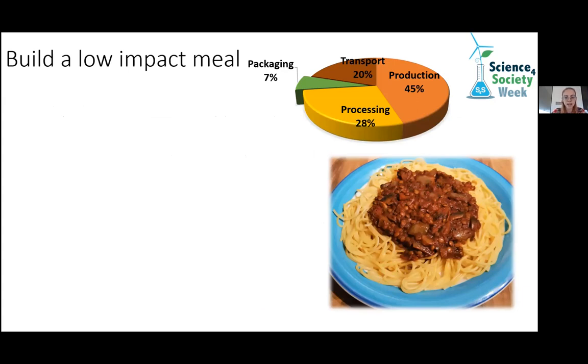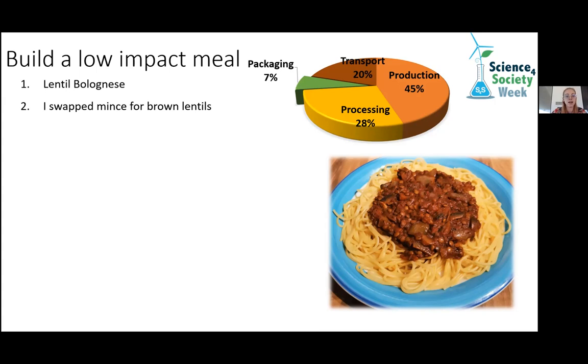So this was my spaghetti bolognese that I've just made, and we have our pie chart up at the top. So remember, production was the biggest. That's the thing that has the most impact. Then we've got processing, which was 28%. Transport down at 20%, and the packaging only counts for about 7% of the impact of the meal. So my meal is a lentil bolognese. I've cheated and I put a picture on. I didn't draw. So you guys will have to draw a very quick sketch of your meals.